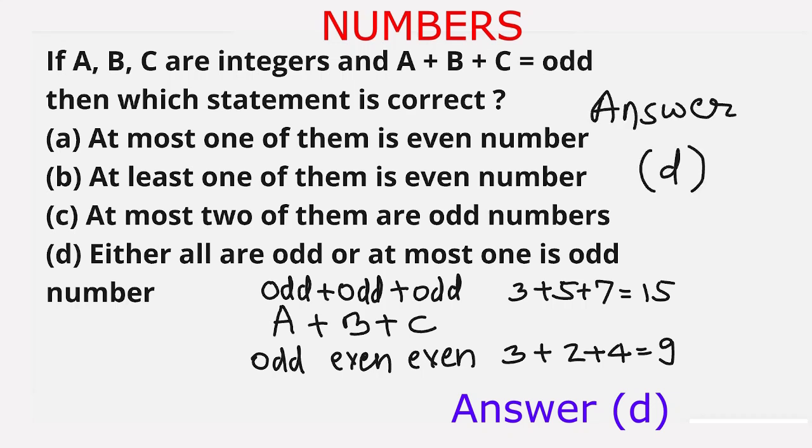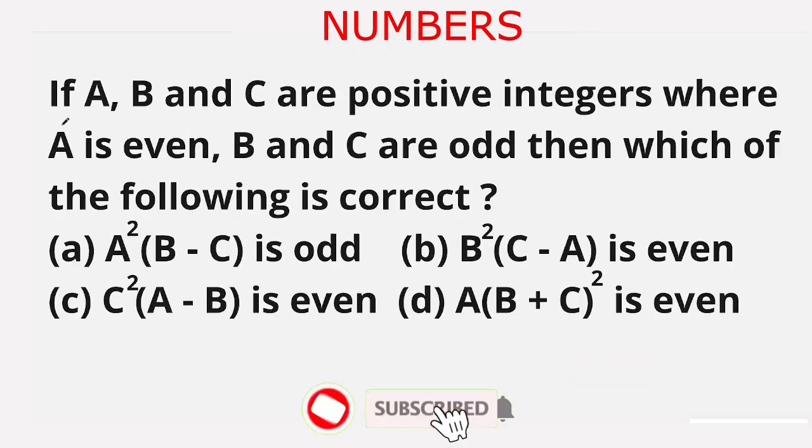I hope you have understood the question as well as the explanation to solve this question. We go to the next question. Our question is, if A, B and C are positive integers where A is even, B and C are odd, then which of the following is correct?